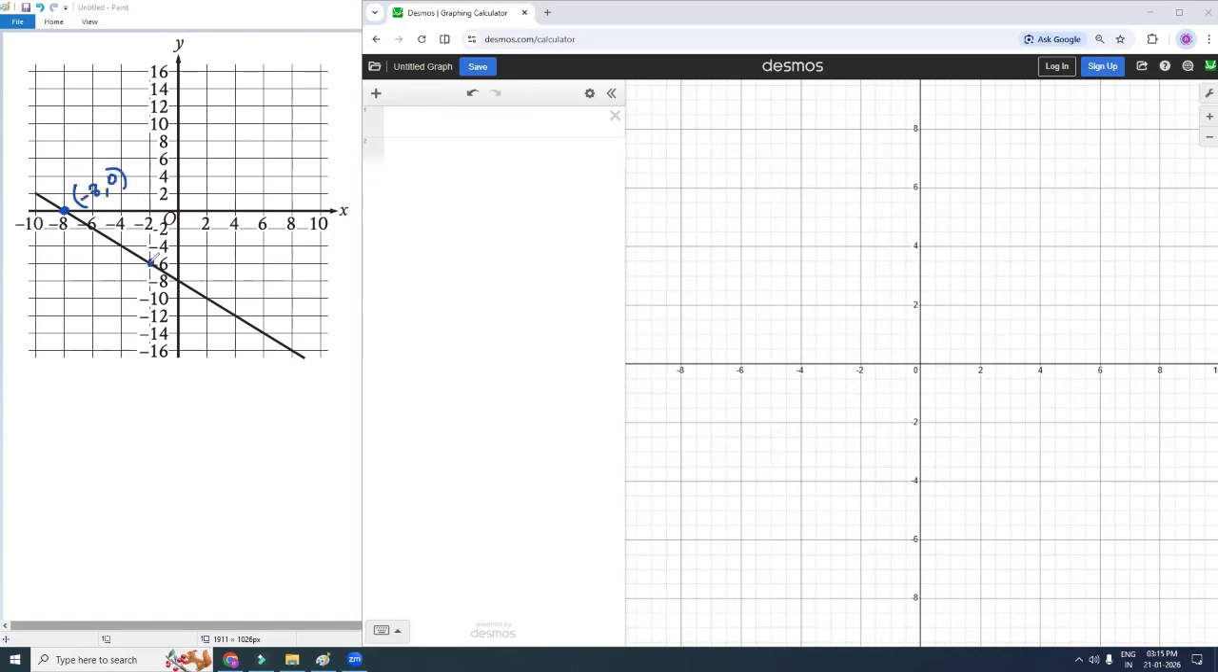Let me take this point on the line. The x-coordinate is -2, y-coordinate is -6. Let me mark it out here, -2 comma -6. Now I have to take these 2 points in Desmos.